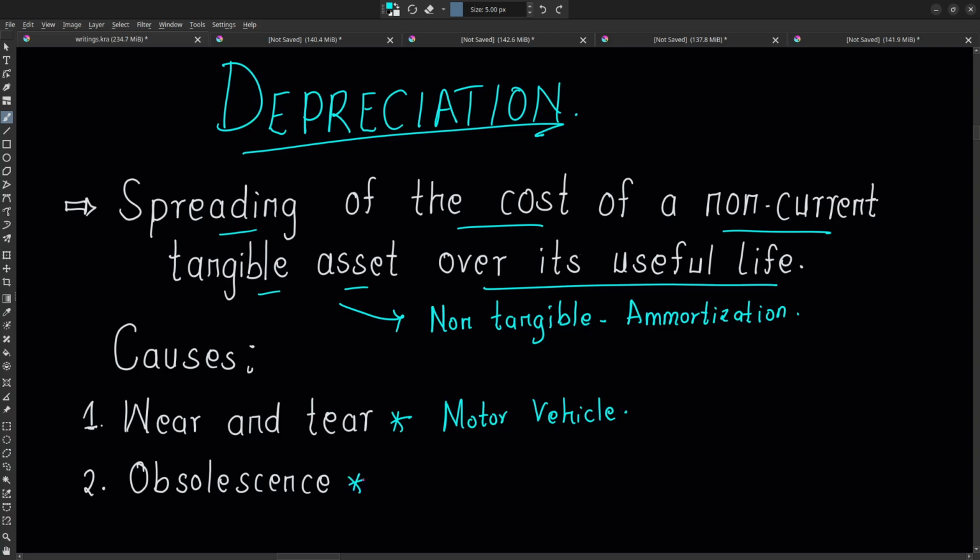Then the other one is obsolescence. This happens when there is an introduction of new technology and this technology makes the other asset lose value. For example, when we had the typewriters and then came the advanced computers and the laptops, the typewriter no longer had value. So those are some of the causes of depreciation.